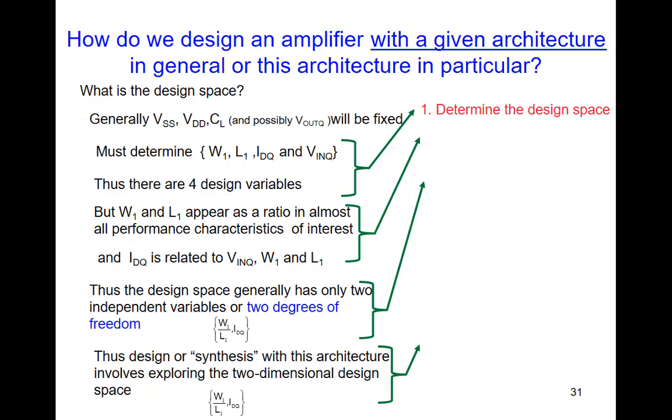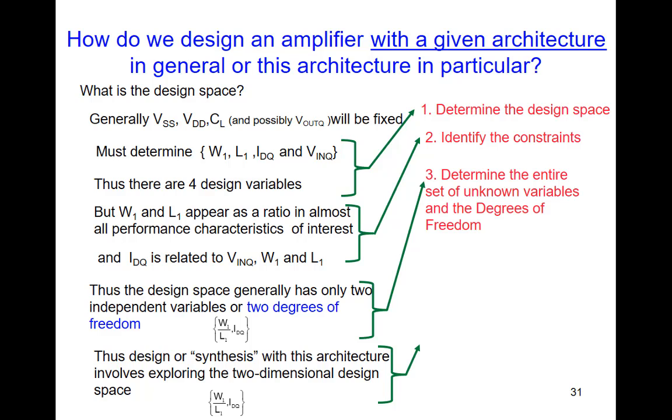So a strategy is, first of all, to determine the design space. There are actually 4 design variables, but the design space gets reduced. Identify the constraints. And the constraints are W over L appears only as a ratio, and there's a relationship between the drain current and W and L and the quiescent input. Then we have to determine an appropriate parameter domain to design this circuit in.